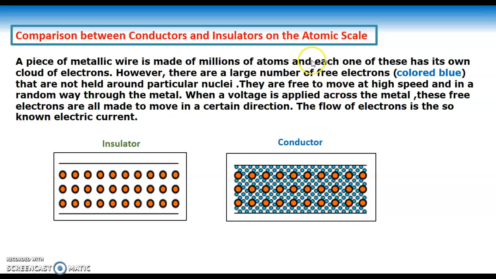Now what happens when a voltage is applied across the metal? These free electrons are all made to move in a certain direction. When we apply a voltage, this means when we connect a battery, the battery has stored energy. Upon connecting it to the wire, it's going to give some energy to the free electrons and stimulate them to move and to flow through the conductor, thus producing an electric current.